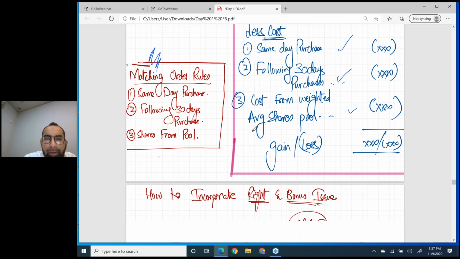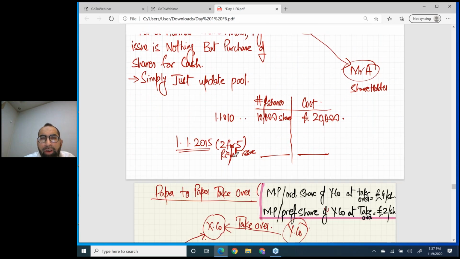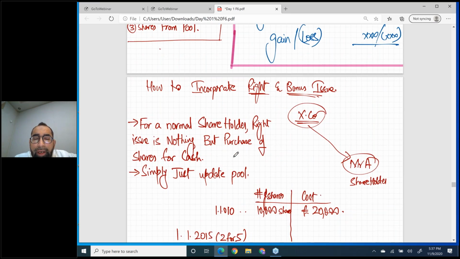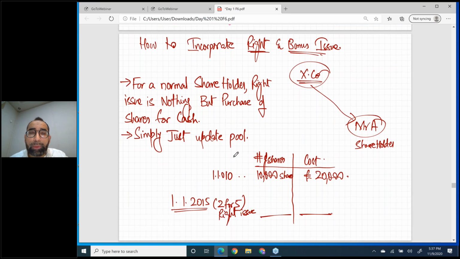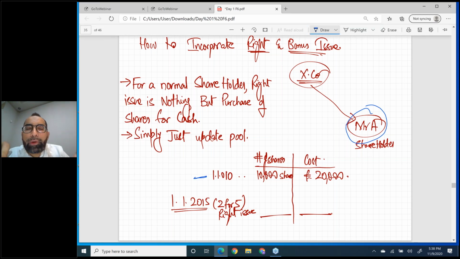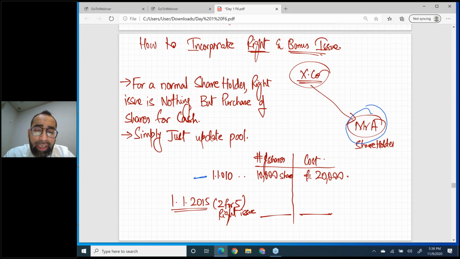Now there is one little topic which we call rights issue and bonus issue. For example, Mr. A is the shareholder of X company. Mr. A bought 10,000 shares on 1/1/2010. Look here: on 1/1/2010, Mr. A bought 10,000 shares for £20,000.